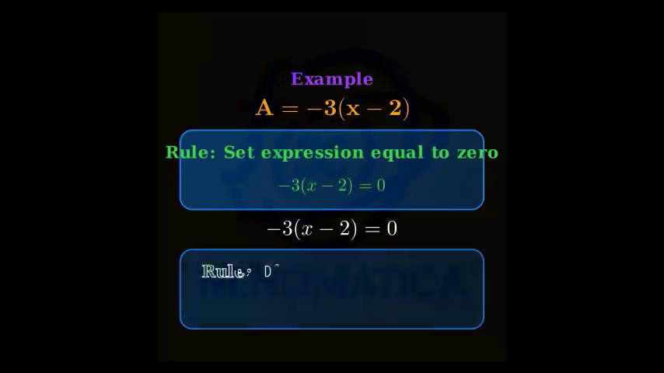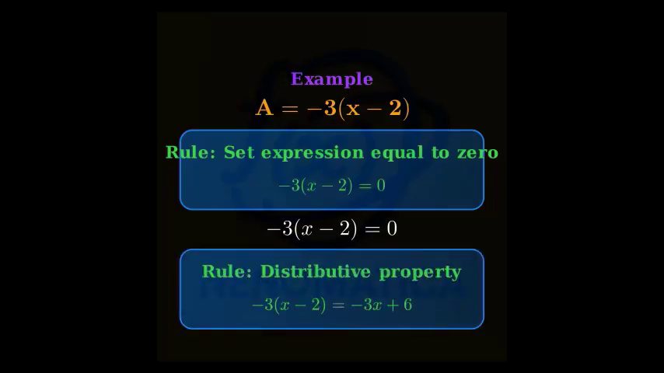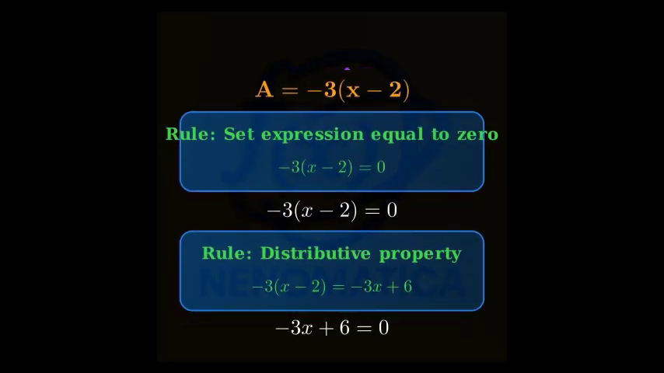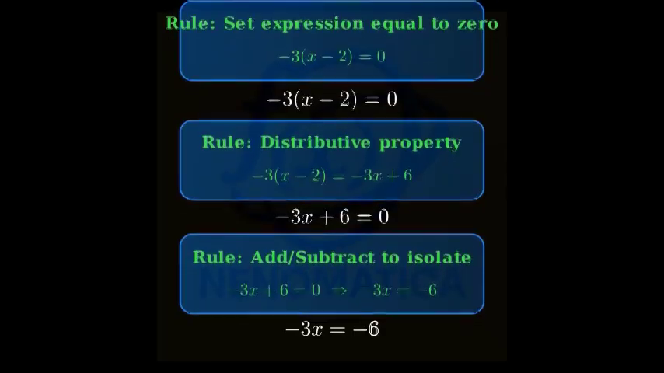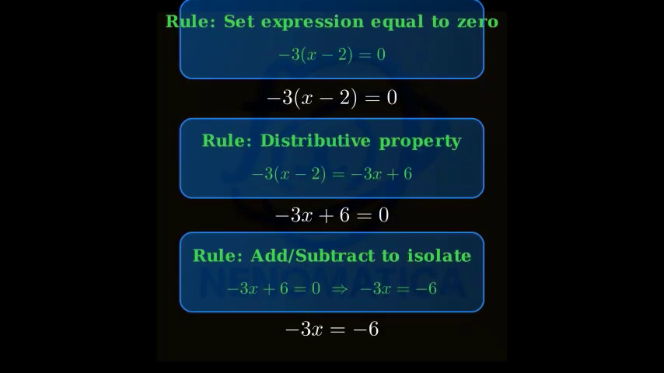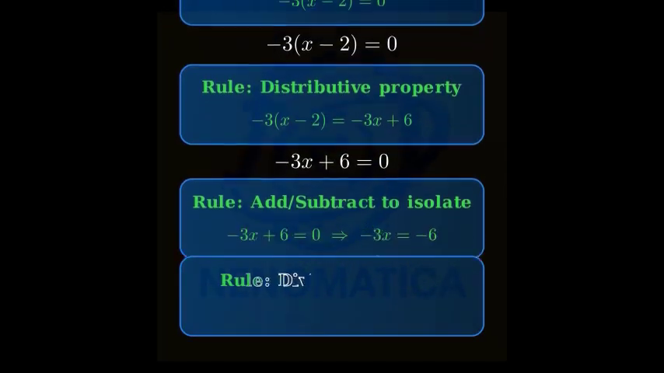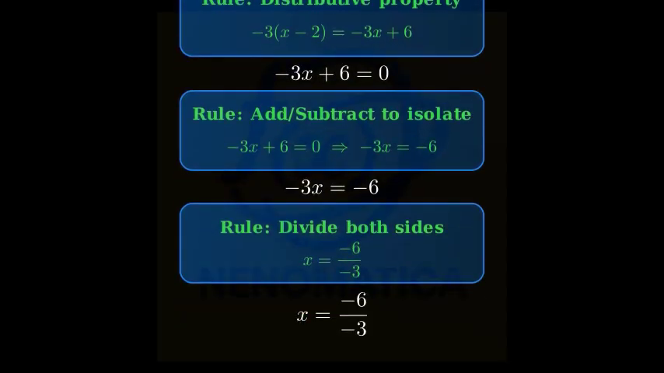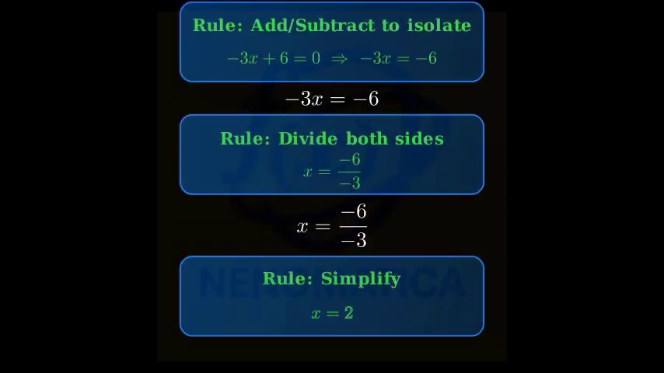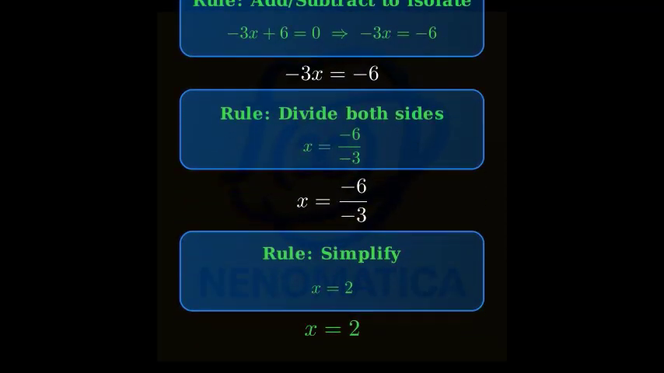Step 2. Use the distributive property to expand. That gives minus 3x plus 6 equals 0. Step 3. Move the constant to the right side. We get minus 3x equals minus 6. Step 4. Divide both sides by negative 3. X equals negative 6 over negative 3. Step 5. Simplify the fraction. X equals 2. Finally, we analyze the sign of the original factor.